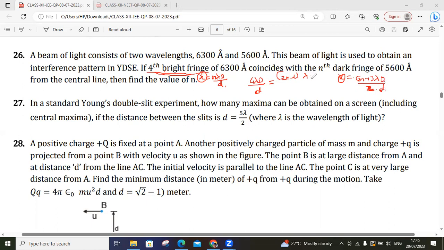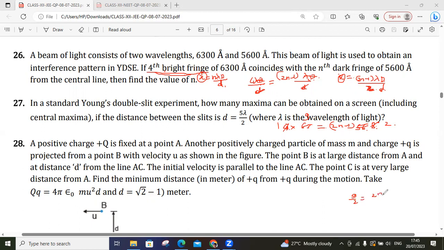Lambda D by d will cancel. Okay, lambda will not cancel, lambdas are different. Lambda 1 and lambda 2 we will take. So it will be 4 into 6,300 is equal to (2n minus 1) by 2 into 5,600. That is 56, the zeros cancel. Then 7 9s are 63, 7 8s are 56. So here 4 is there, and we'll get 9 by 2.